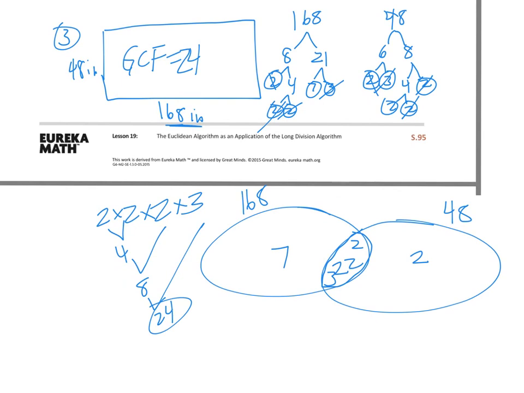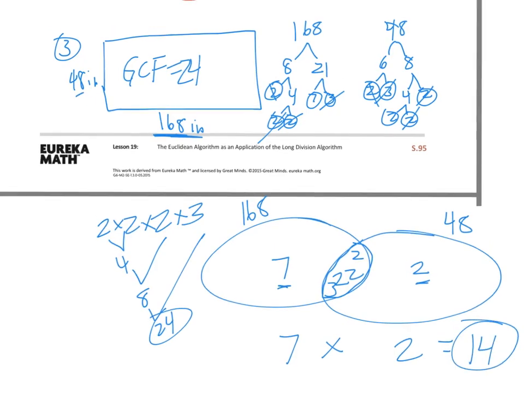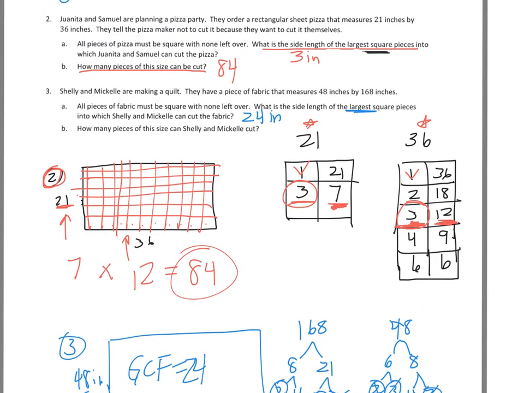How many 24-inch pieces can I take out of 48? Well, what's left over? It's right there. 2. How many 24-inch pieces can I take out of 168? It's right there. 7. Now I just need to multiply. So that's how many pieces of that size they can cut. And that's 14 pieces. And the way we got that was 2 times 7.